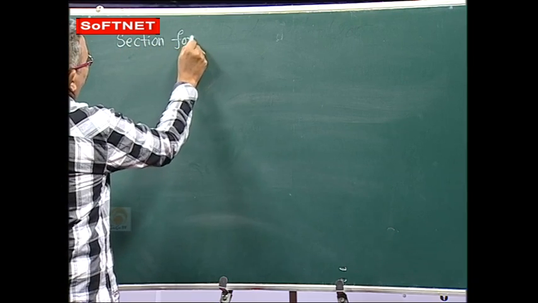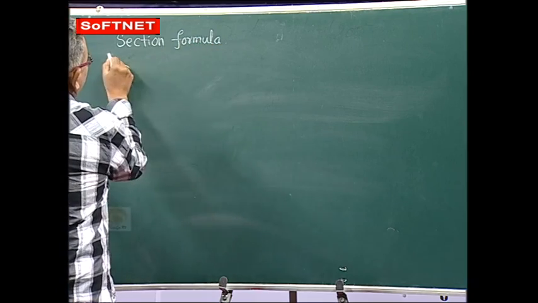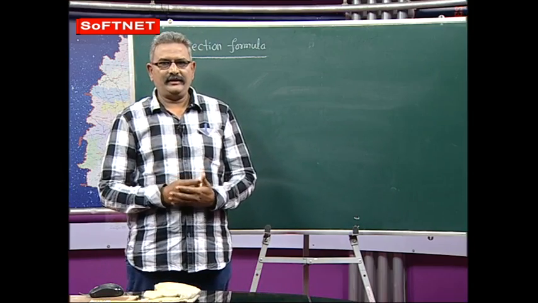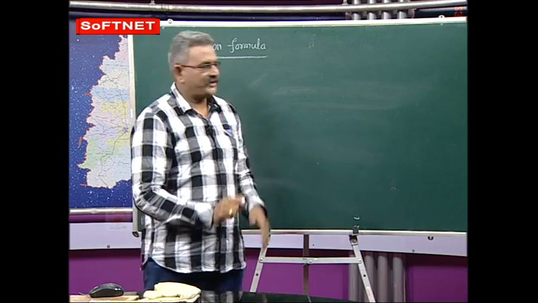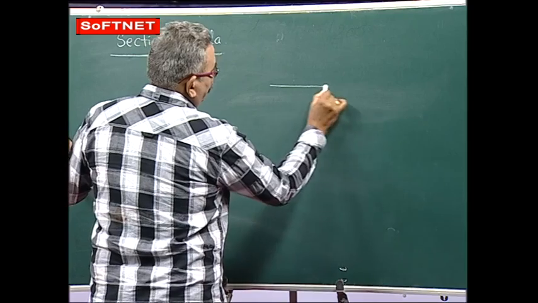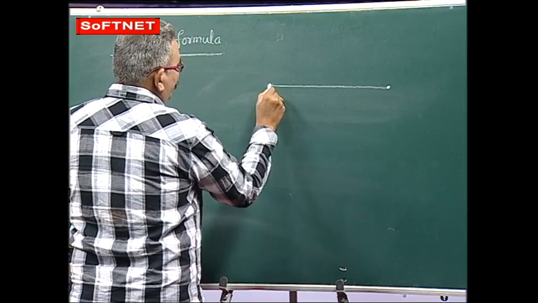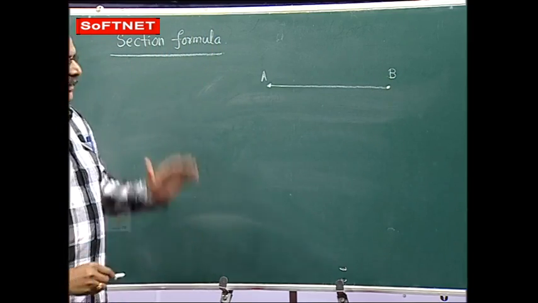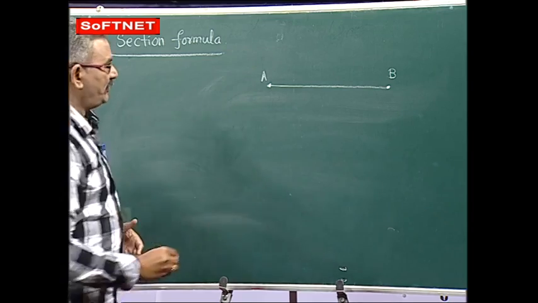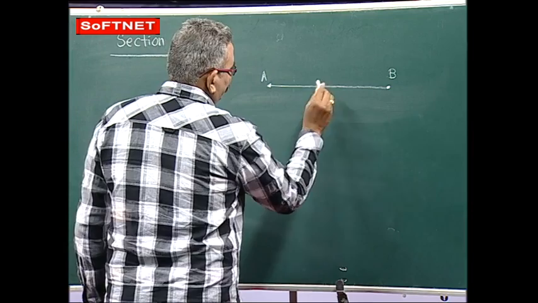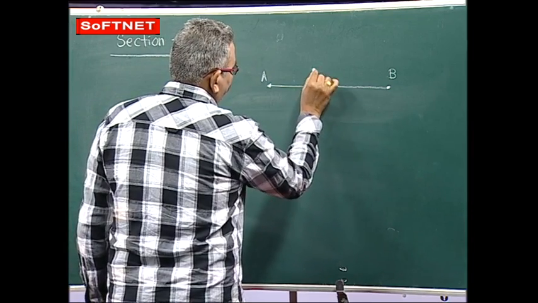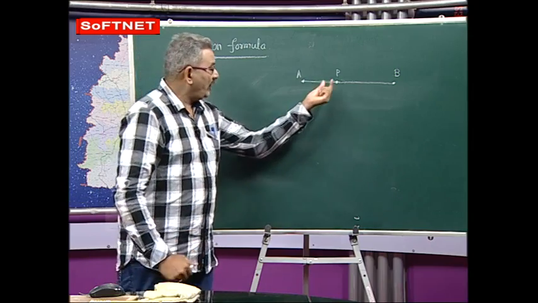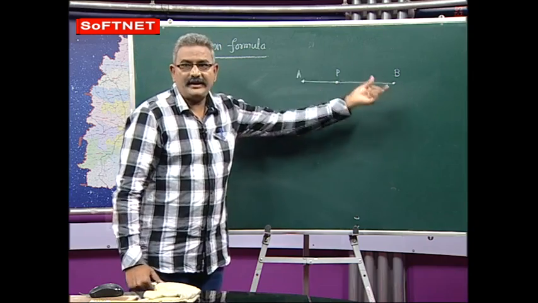Section formula. Now, let us consider a line segment joining the 2 points, say A, B. Take any point on this line segment, for example, P. So, now let us have one question in our mind. At what ratio P divides AB, that we have to find out.